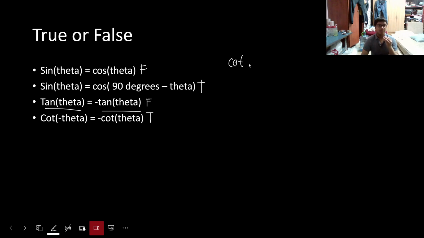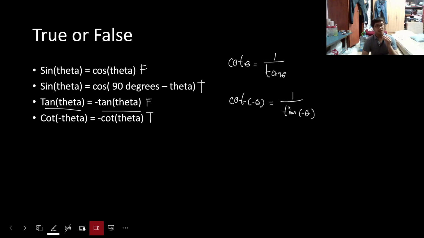Remember that in the reciprocal identity, cotangent theta is the same as the reciprocal of tangent theta. Basically, cotangent theta is the same as 1 over tangent theta. So what happens if we put a negative input for the cotangent theta? It will be the same for the input of our tangent theta. It's also negative. So cotangent of negative theta is equal to 1 over tangent of negative theta.